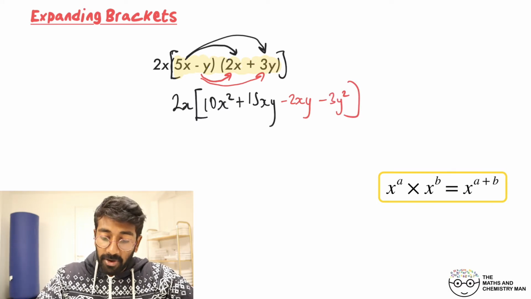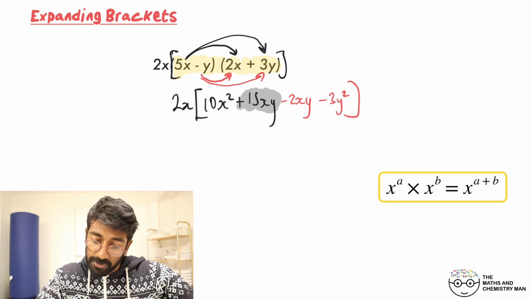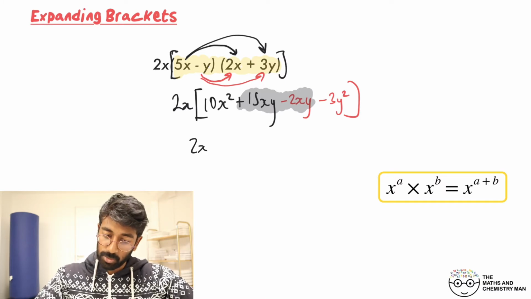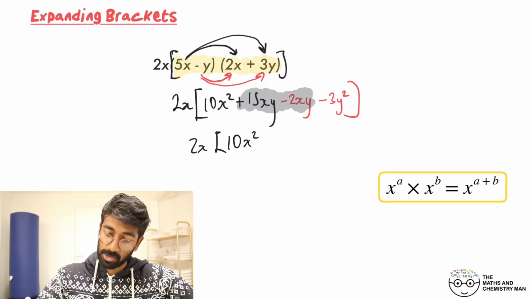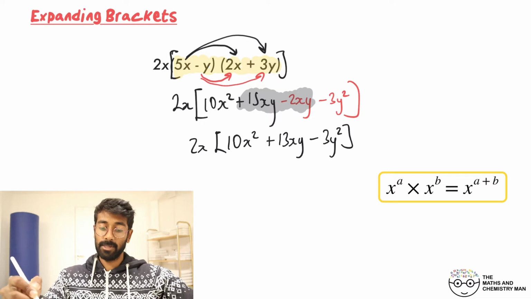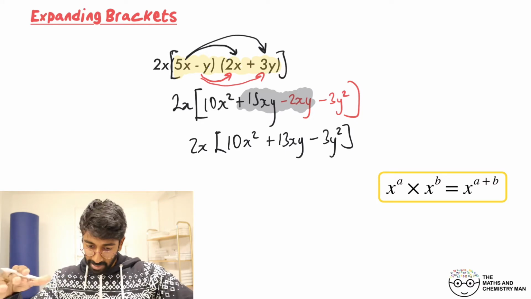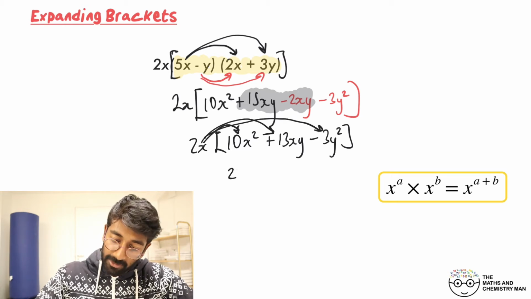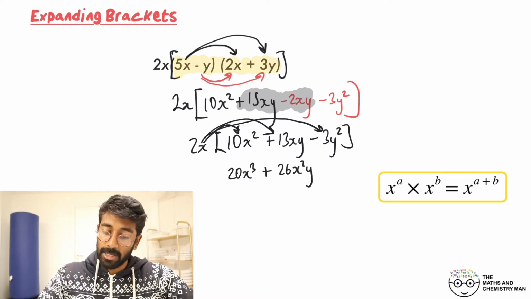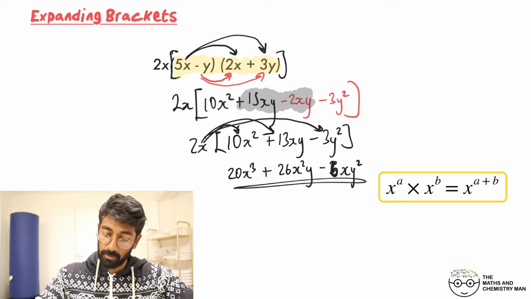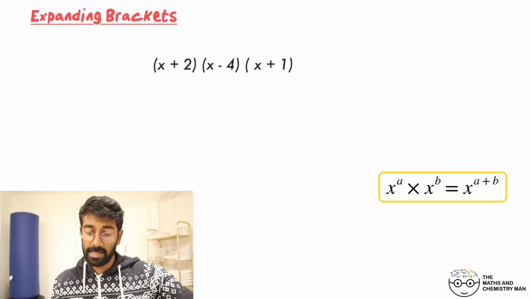Let's do a little bit of simplifying, because you've got a 15xy and a minus 2xy, so we can bring that together. So we will have 2x, and then we've got 10x squared plus 13xy this time, and then minus 3y squared. Now again, take the 2x on the outside and send it through every term on the inside of the bracket, like that there. So we'll have 20x cubed plus 26x squared y, and then take away 6xy squared. There we go, done.